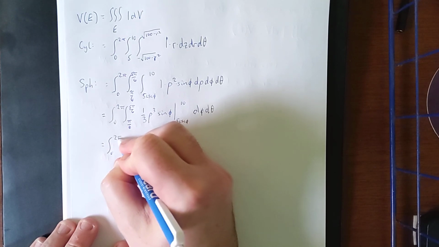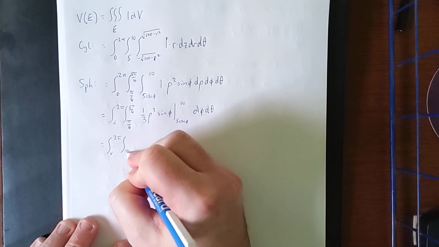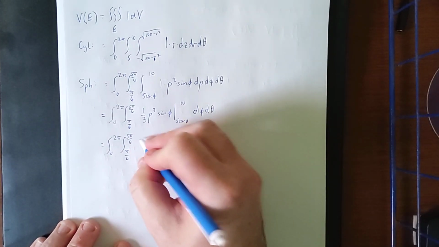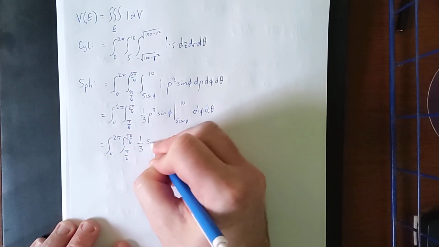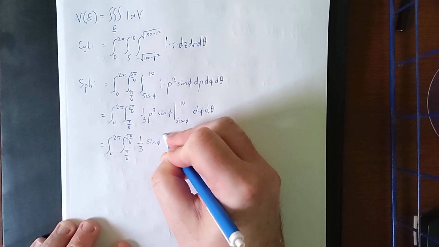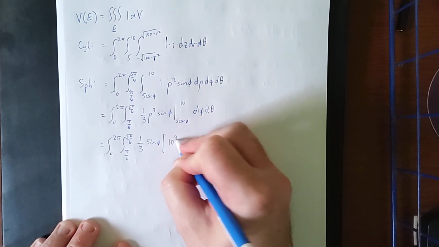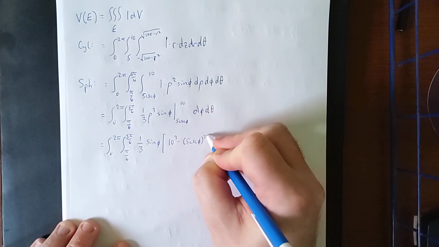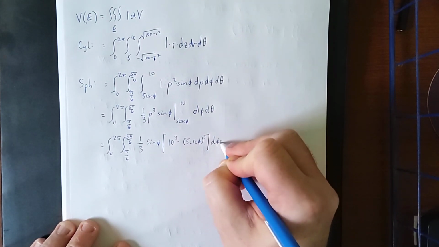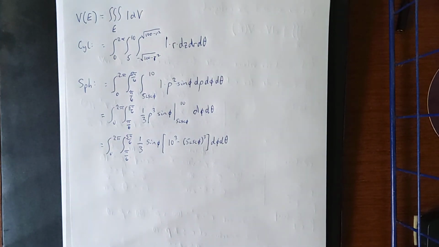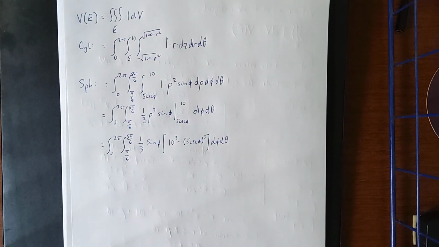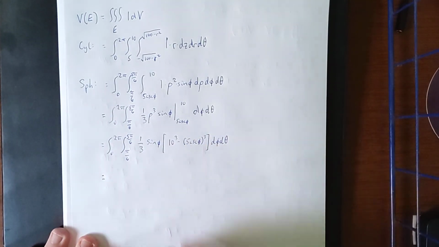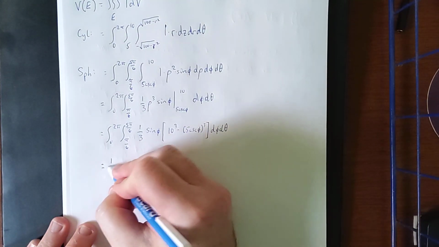Simplifying this, we'll see a 1/3, we'll see a sine of phi, and we are going to see 10 cubed minus 5 times the cosecant of phi quantity cubed, d phi d theta. A little bit more algebra needs to take place here, and I'm going to factor the 1/3 outside of the remaining double integral since it is a constant multiple.